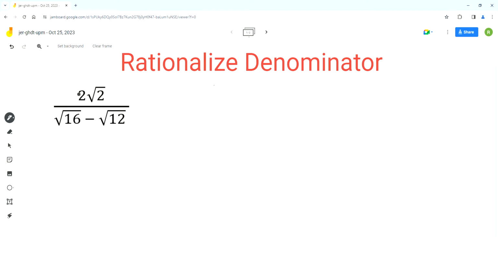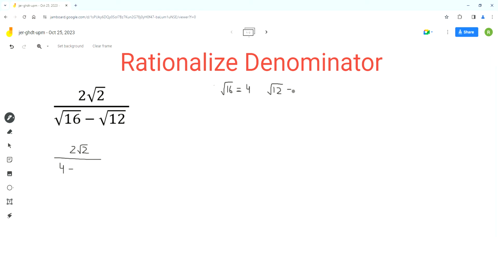Now in the numerator, the number under the square root is 2, and since it's a prime number, we cannot simplify. In the denominator, the first radical term is square root of 16, and we know that 16 is a perfect square, and square root of 16 is equal to 4. So we can replace square root of 16 with 4, and the numerator stays the same. Now we can see if we can simplify square root of 12.